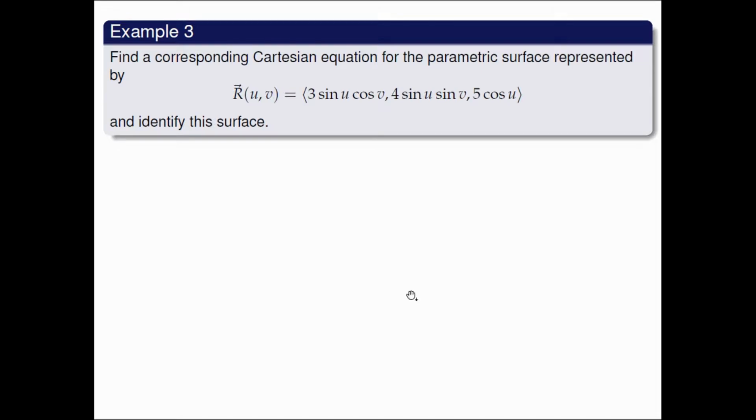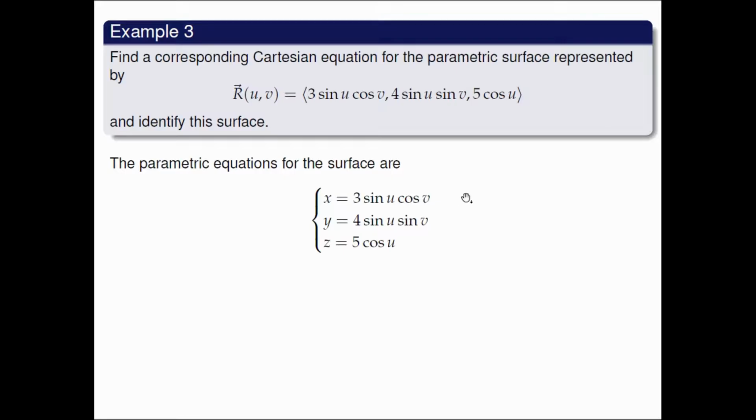The vector function has components 3 sin u cosine v, 4 sin u sin v, and 5 cosine u. The parametric equations for this surface are x equals 3 sin u cosine v, y equals 4 sin u sin v, and z equals 5 cosine u. From the first equation, we have x over 3 equals sin u cosine v. From the second equation, we have y over 4 equals sin u sin v.